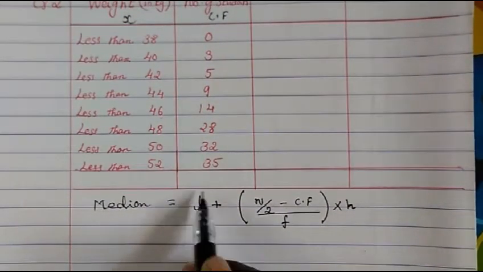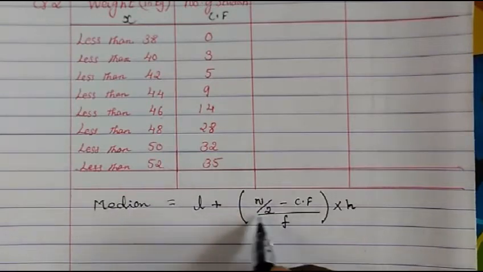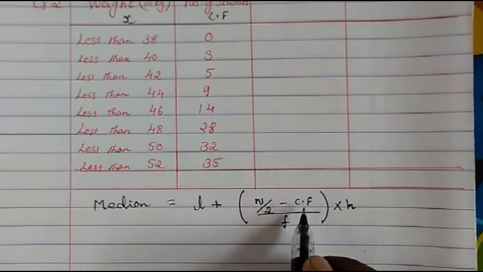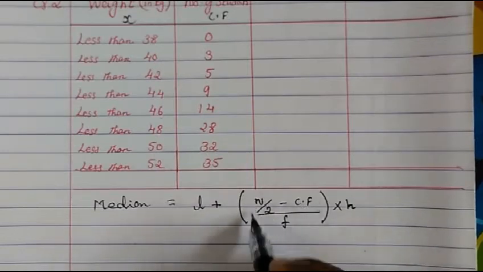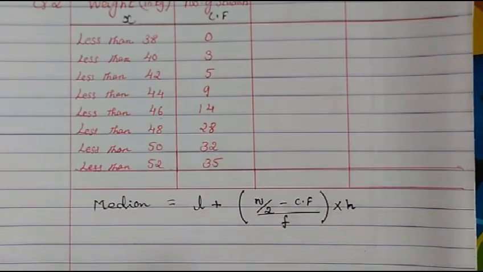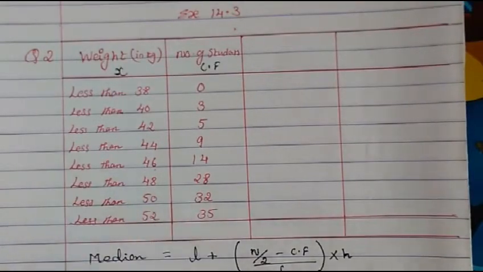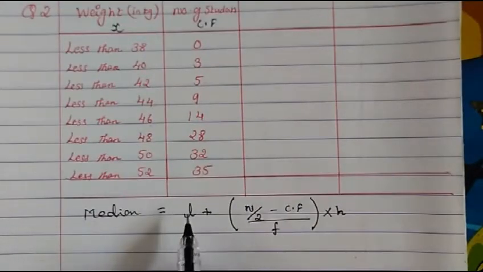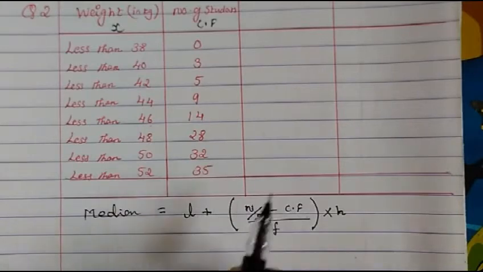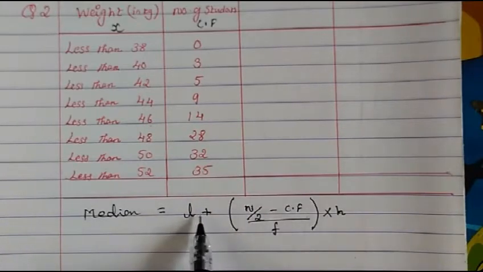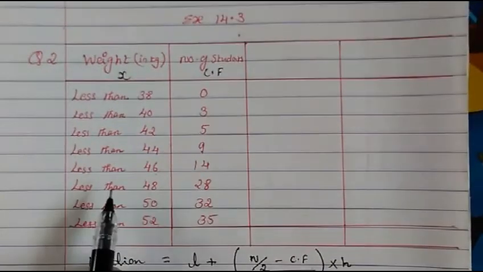Now for the formula we should have the lower limit, and N upon 2, which we have already found. Then the CF just greater than N upon 2 will be the CF. Then we need the frequency and the class interval. How will we get all these values from these two tables? We can't, because for the lower limit we should have the class intervals. So here the class interval is not given.